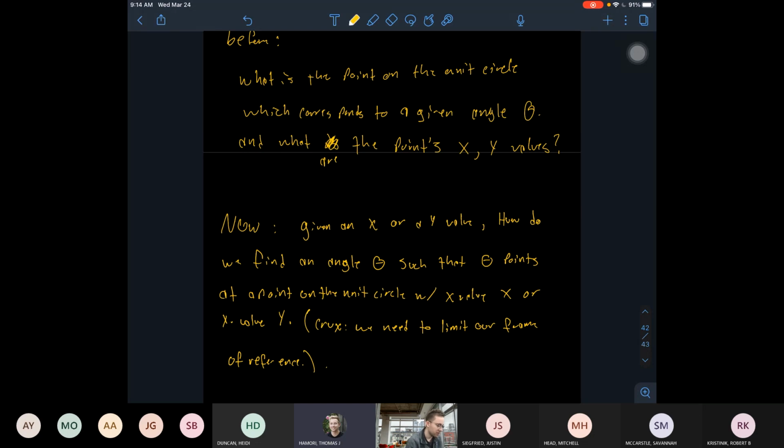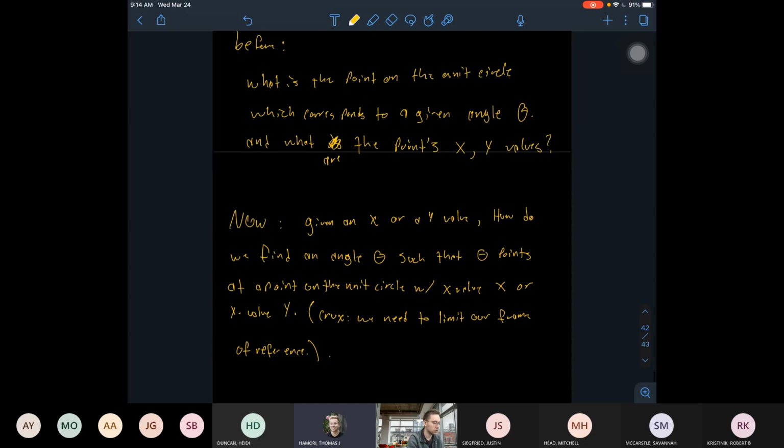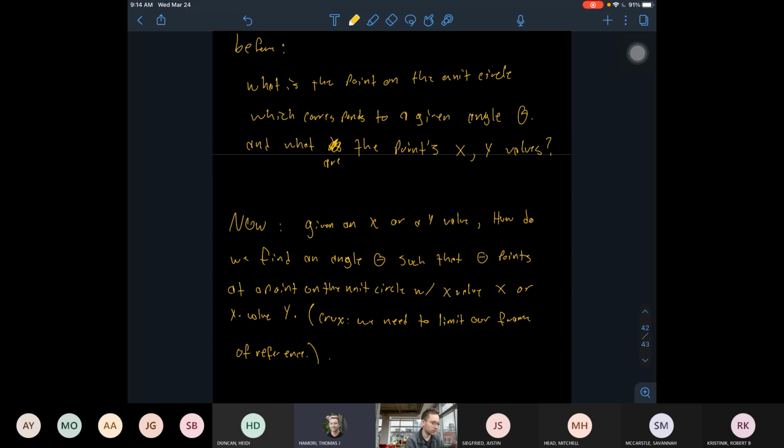Because for any x value which you give me, there are going to be infinitely many values of theta which point at that point on the unit circle which has that x value. In fact, there are even 2 points on the unit circle which have a given x value or a given y value, so we need to decide between those two as well. So this is where we're going with all of this stuff.